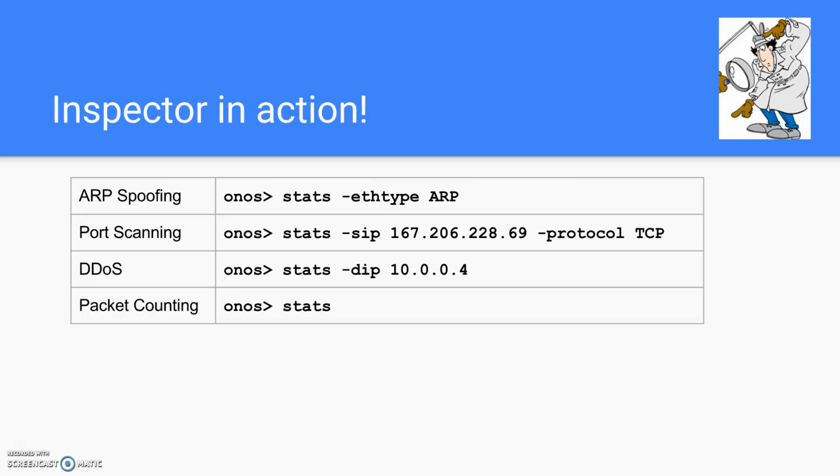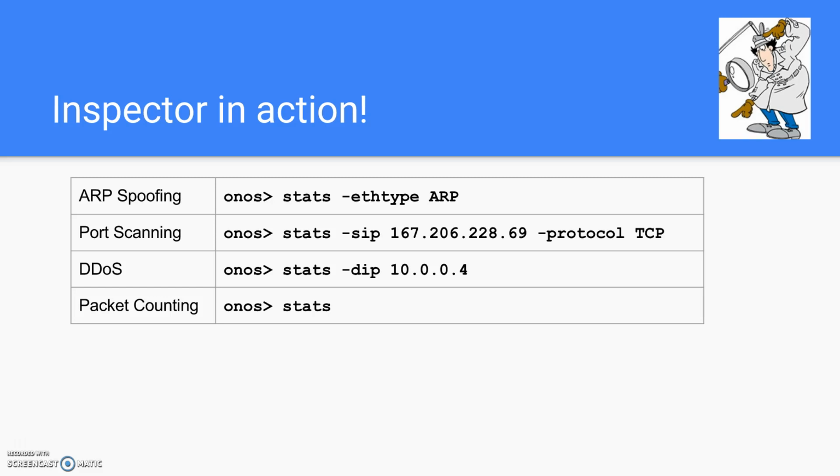So Inspector in action, I'm going to go to it in a little bit, but these are some of the sample commands you can input at the command line interface to check for each of those threats. So for example, if you want to see if ARP spoofing is happening, you can just type in stats, and then with the option of the Ethernet type, you can filter on just ARP packets.